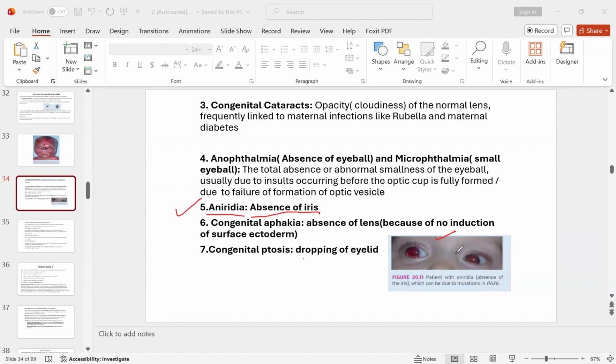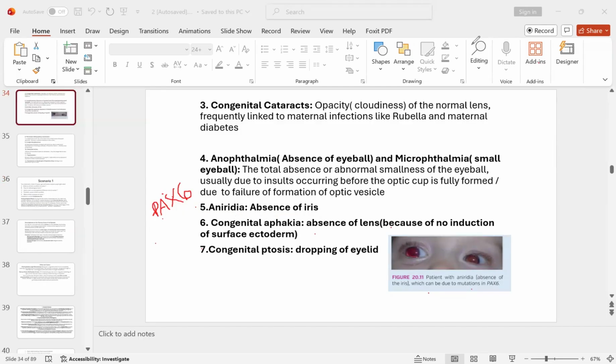As we know that iris is controlling the amount of light entering the eyeball to the pupil, and if iris is not present, then the amount of light entering the eye is unable to be controlled. So such patients are unable to see properly in light. One thing I would like to mention here is that aniridia is caused due to mutation in the PAX6 gene.